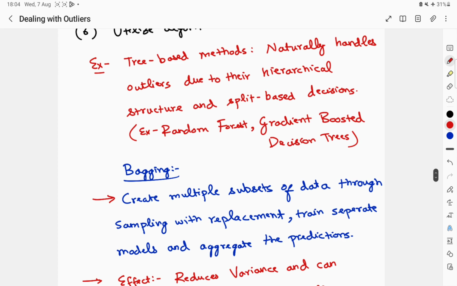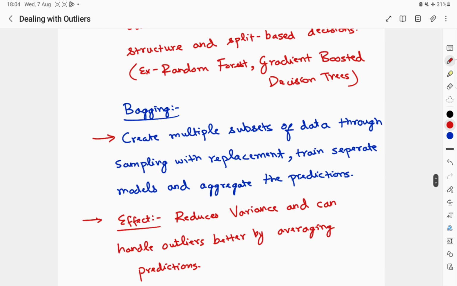And let's talk about how bagging and boosting take care of the outliers. So in bagging, the core idea is to create multiple subsets of your data through sampling with replacement, also known as bootstrapping. And then you train separate models on each of these subsets of data that you have created. And at the end, you try to aggregate all of these predictions together. This aggregation could be a simple mean or median based aggregation for things like regression, and a simple majority vote for a classification use case, right?